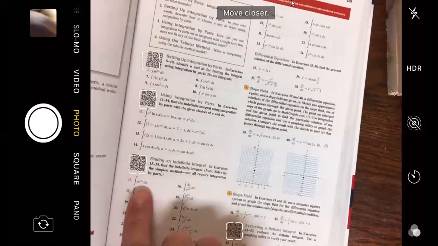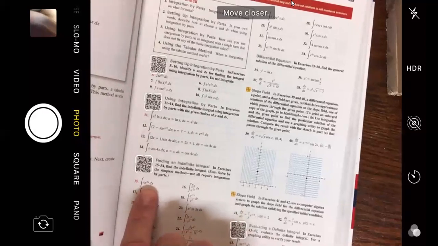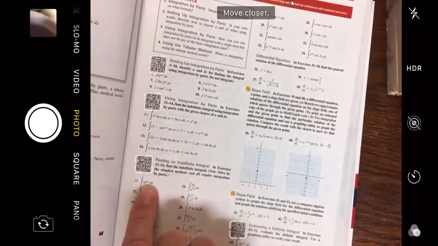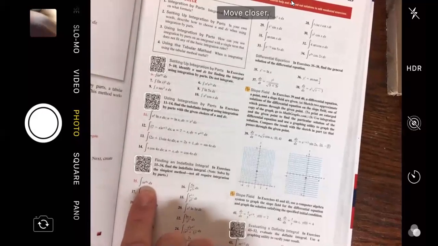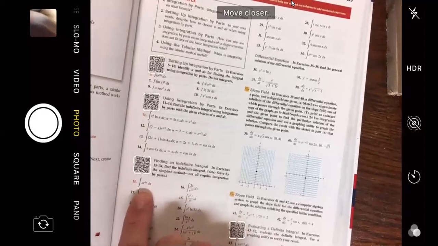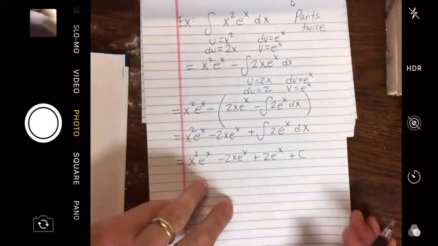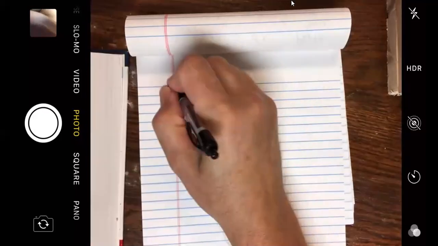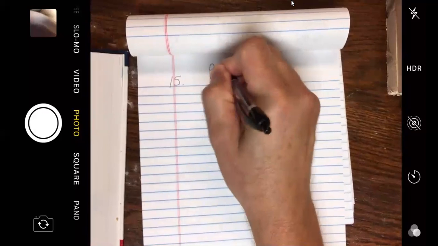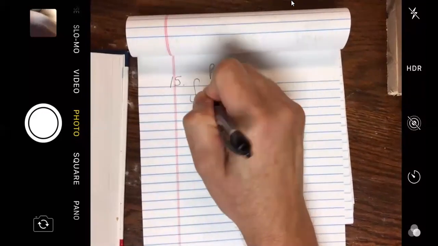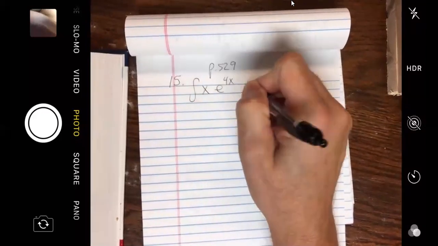Some stuff like 15, when they throw coefficients in at you, then you have to pay attention to chain rules, and the numbers can drive you nuts. You want to see an example of something like that? Sure. You wouldn't think it'd be that complicated, but throwing coefficients on you can drive you nuts. So this is 15, it's off page 529. Integral of x e to the 4x dx.